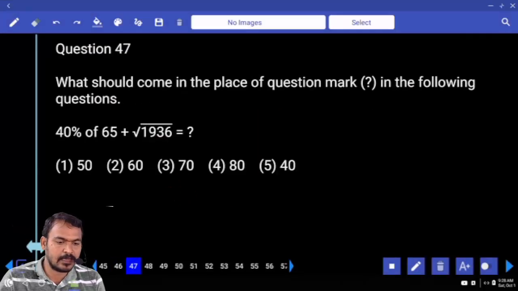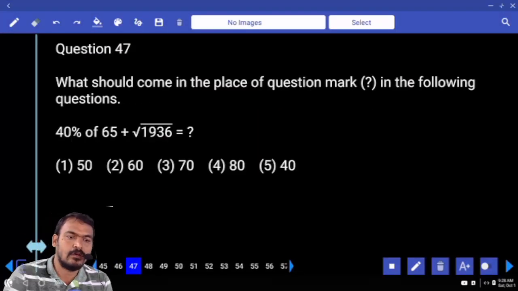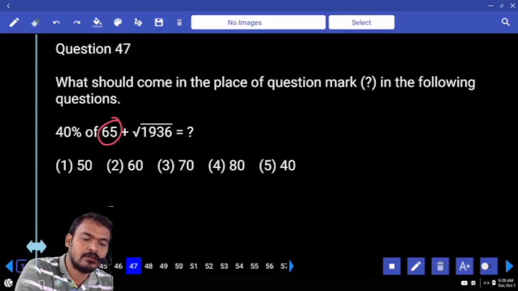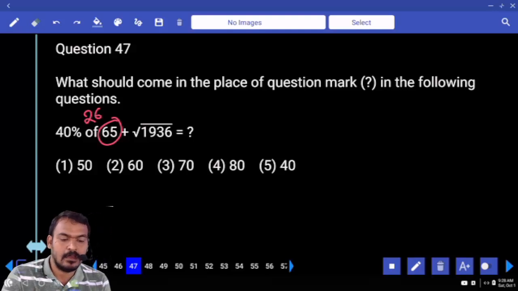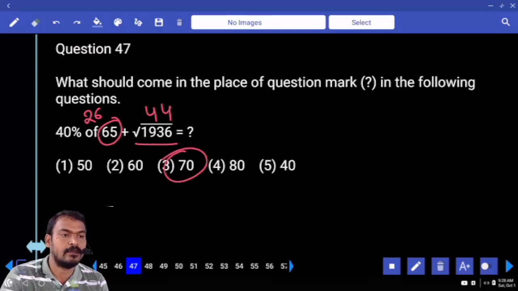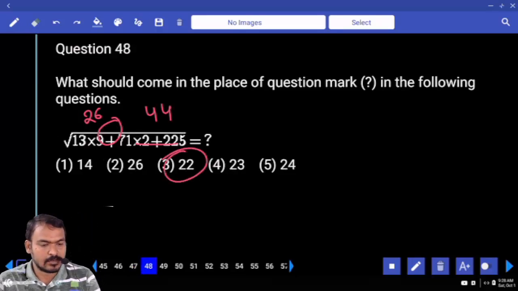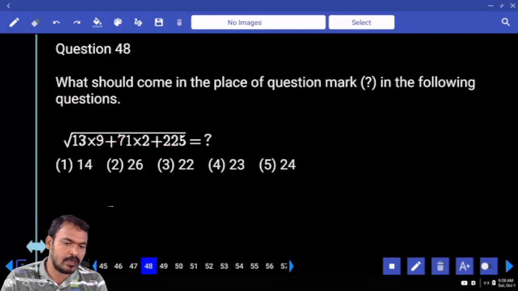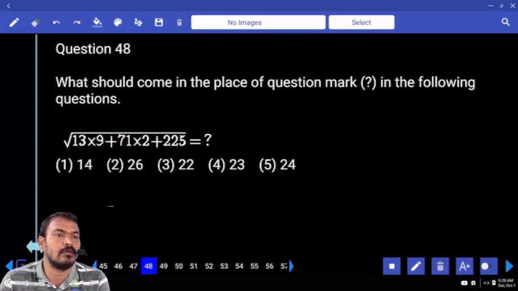First priority, 40% of 65 or not? What is the 10% of 65? 6.5. 20%, 13. 40%, 26. Square root of 1936, 44. Both are adding, 70. Next question number 48. Verify the units position.